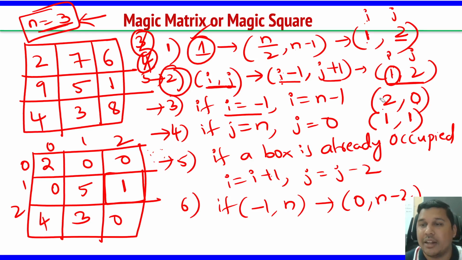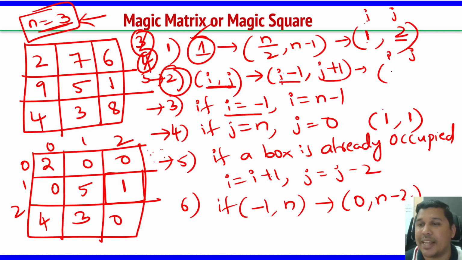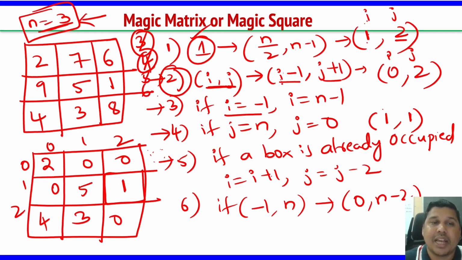Again go to second rule. What is second rule? If the previous number was filled at 1 comma 1, then the new value should be filled at I minus 1, that is 1 minus 1, 0, comma j plus 1, that is 1 plus 1, that is 2. So number 6 I have to fill at 0 comma 2 indexing.